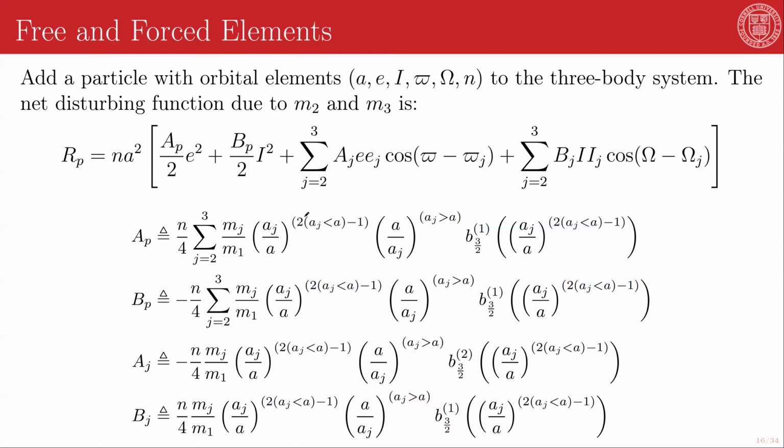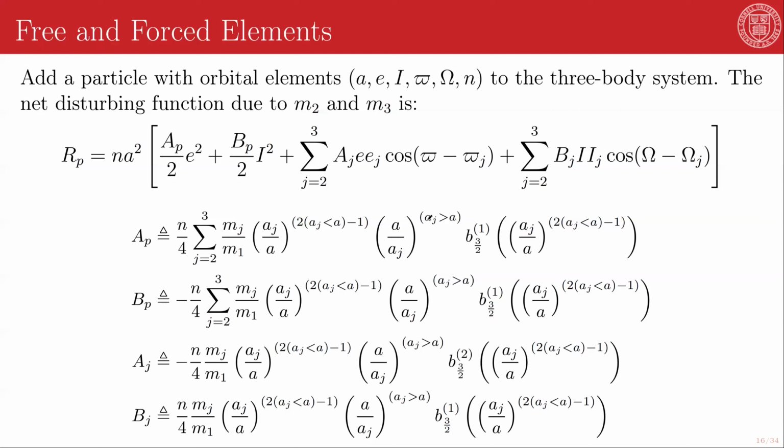You will notice that there are some Boolean operators floating around in these exponents. The way to interpret these is as an integer valued 0 false, 1 true. So if a sub j is less than a, that is, if we are looking at body 2 and its semi-major axis is smaller than the semi-major axis of our test particle, then this is 1. And if we're looking at body 3, for example, and its semi-major axis is larger than that of the test particle, then this evaluates to 0.